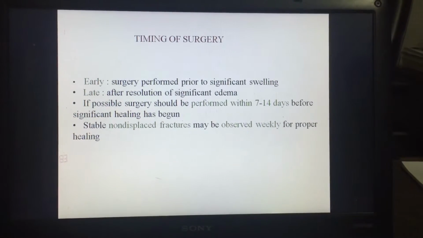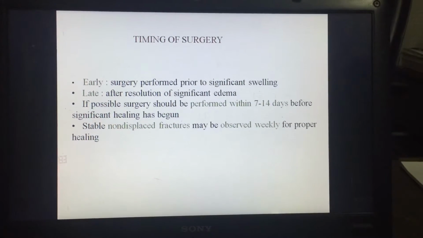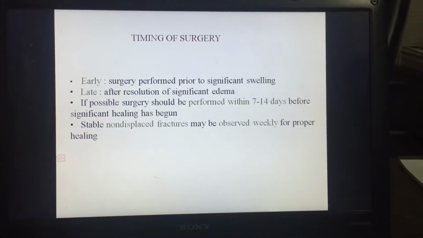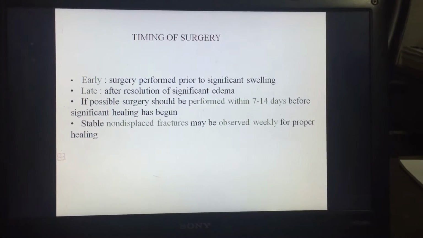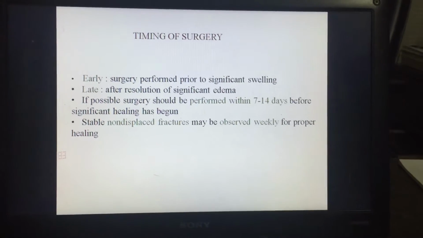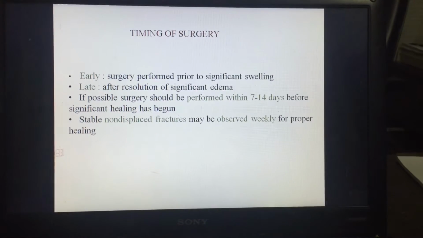Now we come to the timing of surgery. It has been divided into early or late. Early surgery is surgery performed prior to significant swelling appearing. Late surgery is performed after resolution of significant edema.